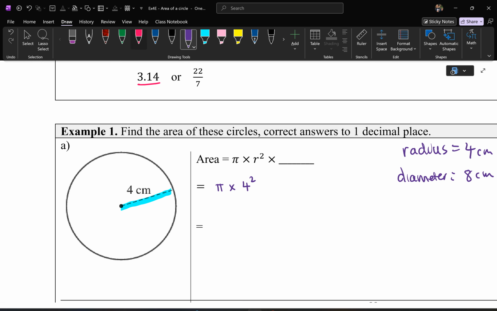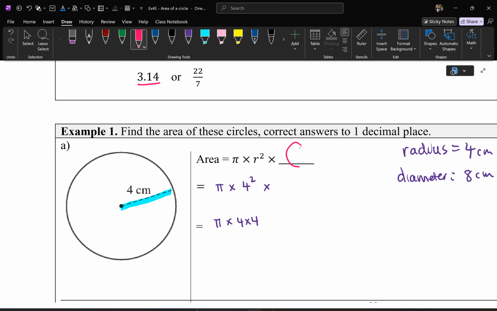Okay, so if on your calculator you can't find that button to do power of 2, then you can also rewrite it as 4 times 4. All right, so on your calculator, if you don't have the power button, you can do pi times 4 times 4. That means the same thing. Okay, but don't confuse 4 squared as 4 times 2 and write 8. 8 is wrong.